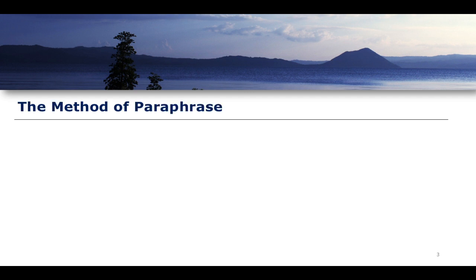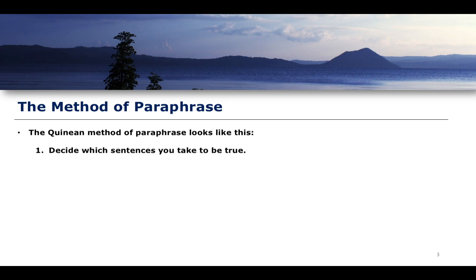What does the method of paraphrase entail for us as philosophers? Well, it looks a little bit like this. We have three basic steps that we can think about when it comes to the establishment of ontological commitments, examining and trying to come to conclusions about which sentences you take to be true. The first step is as follows. You decide which sentences you take to be true.